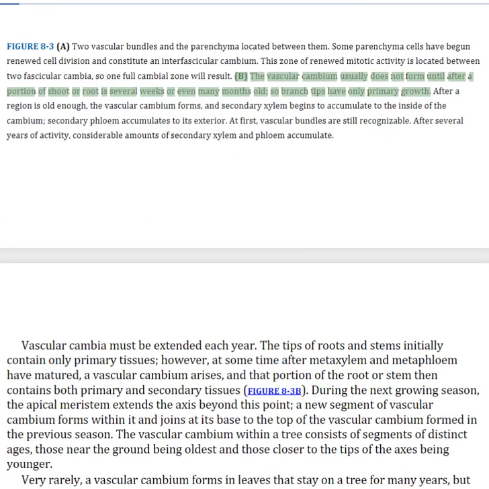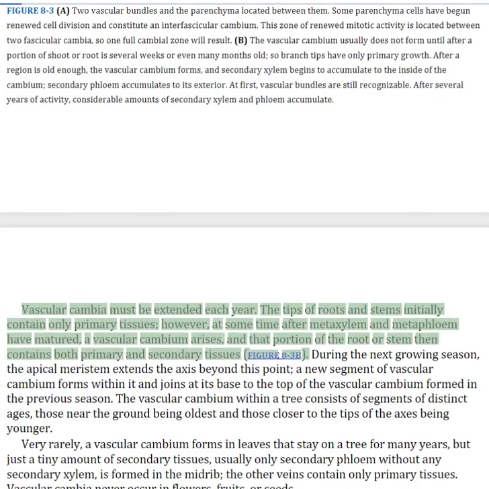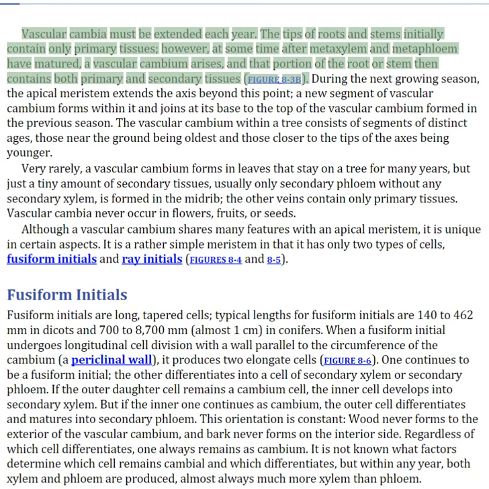The vascular cambium usually does not form until after a portion of shoot or root is several weeks or even many months old, so branch tips have only primary growth. After a region is old enough, the vascular cambium forms, and secondary xylem begins to accumulate to the inside of the cambium. Secondary phloem accumulates to its exterior. At first, vascular bundles are still recognizable. After several years of activity, considerable amounts of secondary xylem and phloem accumulate. Vascular cambia must be extended each year.